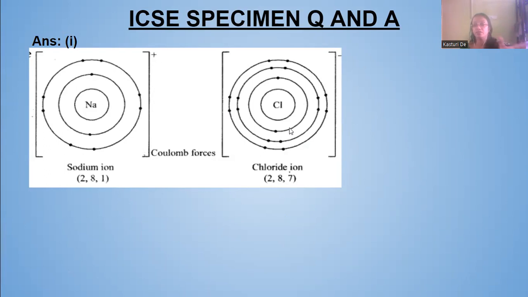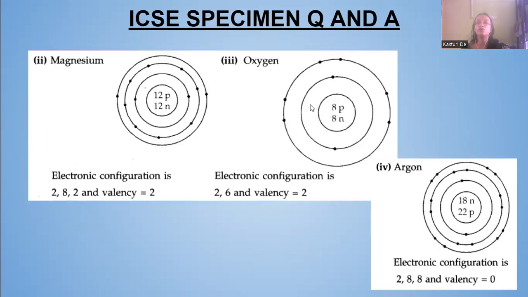After the transfer of electrons, it looks like this. Sodium forms the octet here with 2 orbits, and chlorine has 3 orbits forming the octet. Next, we are coming to magnesium.